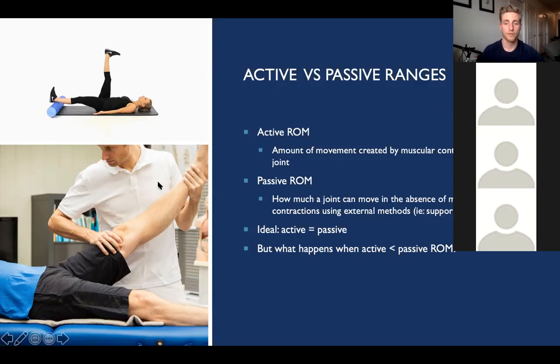Passive range of motion is how much a joint can move in the absence of muscular contraction. So if I was lifting the leg up like the gentleman in the photo here, or you were using a wall or some other device to assist you. The ideal situation is that your active range equals your passive range, okay? But my question for you to think about is, what's going to happen when the active range is less than our passive range of motion? So what happens when the active, meaning how much we can move it, is less than the passive, meaning how much it can be moved without our muscular control?